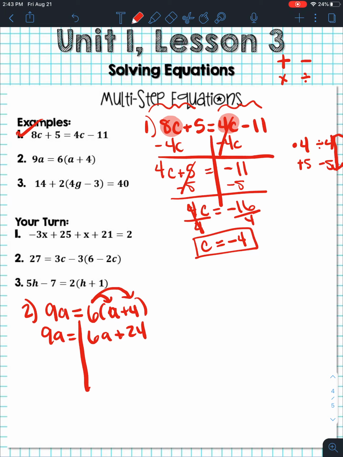Well, I don't have like terms on each side of my equal sign, so then I'm going to move on to get my variables together. Again, I'm going to move my smaller variables over. So I'm going to subtract 6a from both sides. 6a minus 6a is 0, and I'm left with 24 on this side equals, and 9a minus 6a, so 9 minus 6 is 3, and I've got 3 a's left.